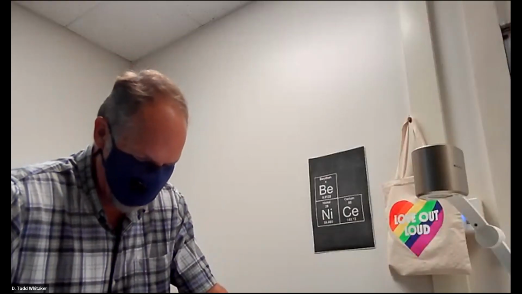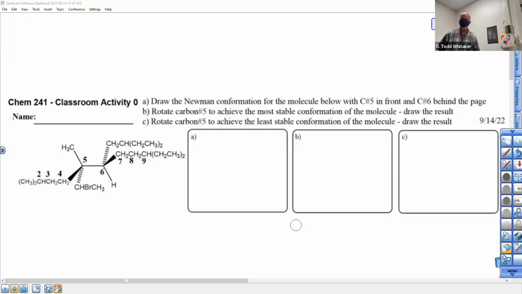Welcome, ladies and gentlemen. We're going to study what's called conformations right now. What is a conformation? Well, it's the way a molecule appears at any given instant in time as its bonds are freely rotating. I know that's a lot of words. Here is the molecule that we're looking at.